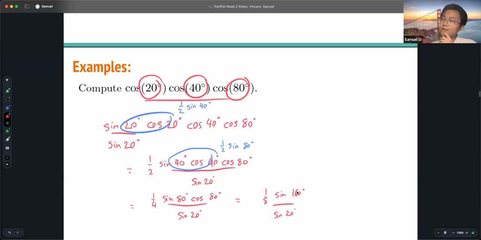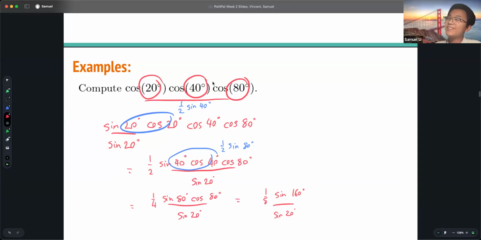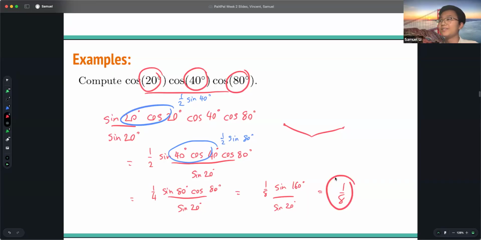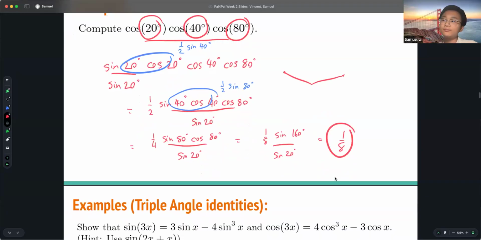Okay, so this is still not fully simplified, but it's close. If anyone sees the last step: sine of 160 is equal to sine of 20 degrees. Therefore, what we have is 1/8. Yes, exactly, because 160 degrees is just 180 minus 20. So the sines are equal, so they cancel. So this weird thing just becomes an eighth, which I think is pretty interesting. So yeah, that's a really powerful application of double angle identities.